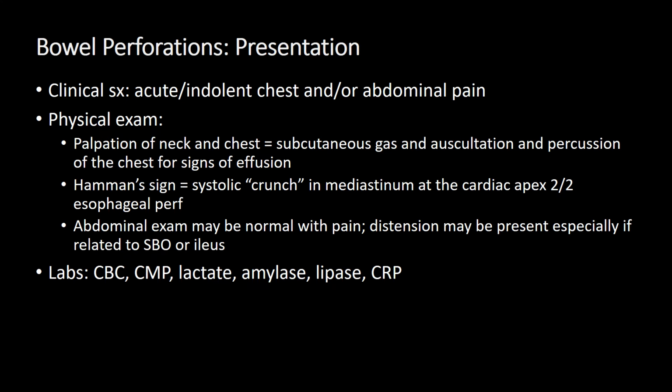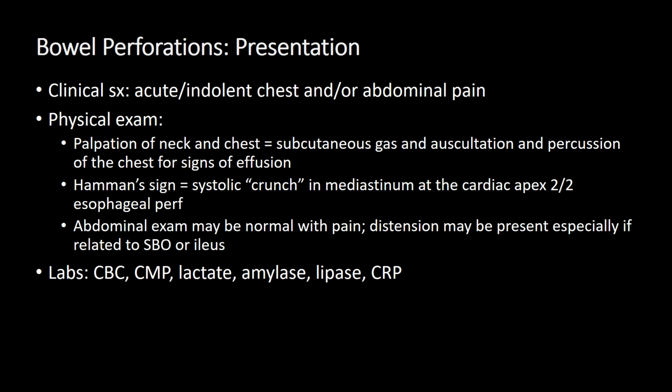Depending on the severity of the perforation, a physical exam can be quite important. If a patient becomes peritonitic or hemodynamically unstable, this would be a surgical emergency, and this patient should go directly to the OR. If gas is present in the neck or chest, you can auscultate and percuss these areas to assess for signs of effusion. Hammond's sign is a classic physical exam finding when gas is present in the mediastinum, usually secondary to an esophageal perforation, and you would be able to appreciate a systolic crunch at the cardiac apex. And like I said before, abdominal pain may or may not be present depending on how severe the perforation is.